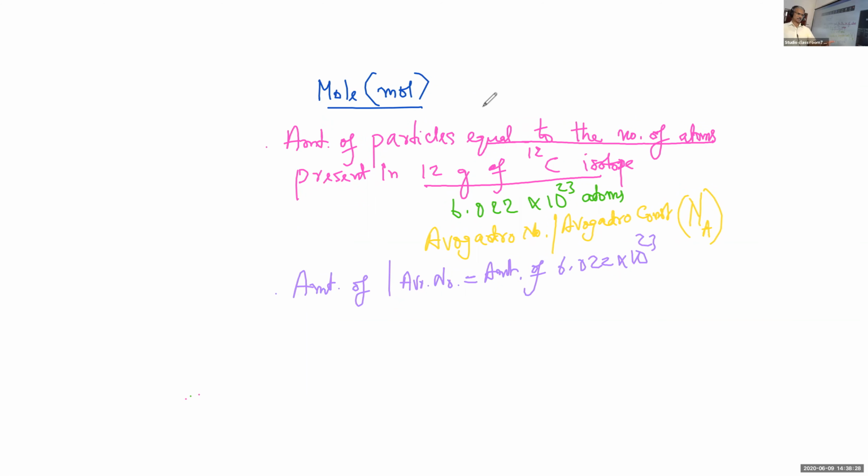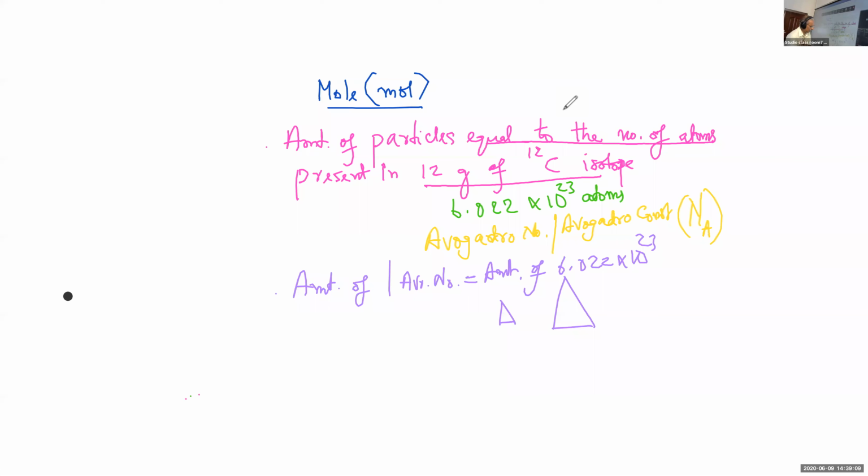If you are taking 6.022 into 10 raised to 23 molecules, that is a mole of molecules. 1 mole of atoms is a small heap, 1 mole of molecules a larger heap. The meaning of mole is heap. And what will be the amount? The amount will be the same as 1 atomic mass of the element expressed in gram, or the same as molecular mass expressed in gram.